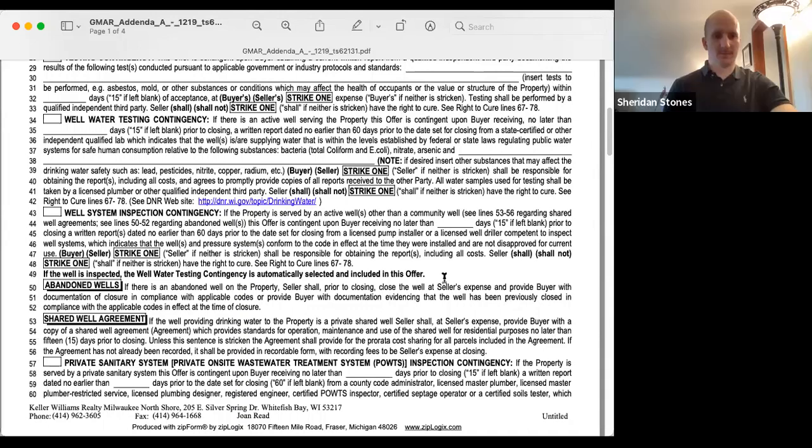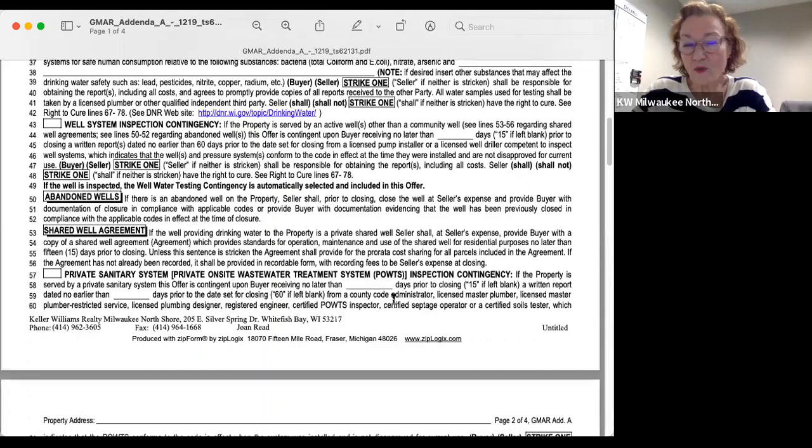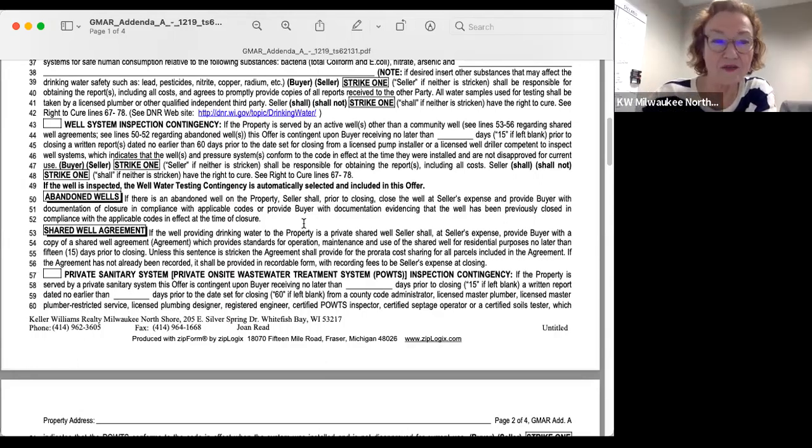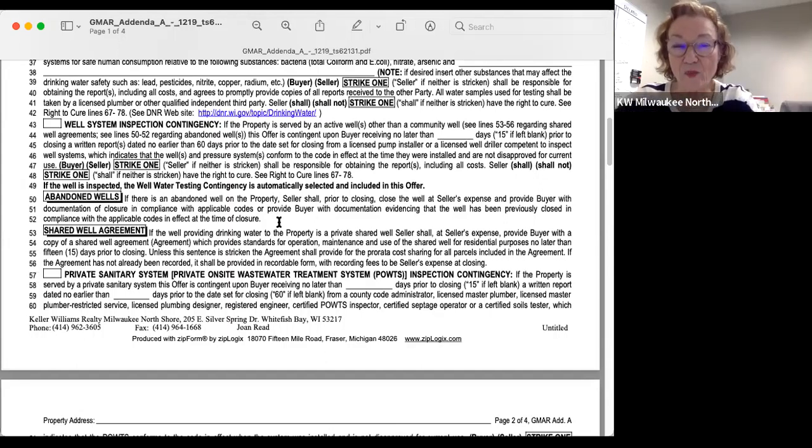Okay. Now, there's a place for abandoned wells, and in many municipalities where water used to come from a well and then a community stepped up and did the whole water system, some of these abandoned wells are left behind, and sometimes they're used for sprinkling the lawns and things like that. So this section is, if there's an abandoned well on the property, seller shall, prior to closing, close the well at buyer's expense, provide the buyer with the documentation of closure in compliance with applicable codes, or provide buyer with the documentation evidencing that the well has been previously closed and compliant with the applicable codes in effect.